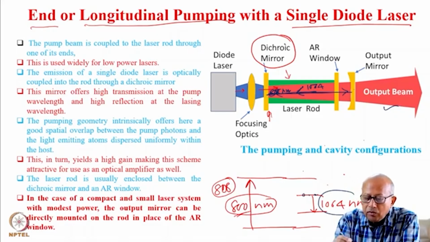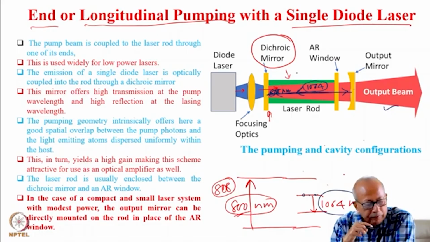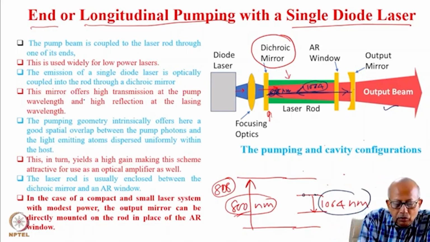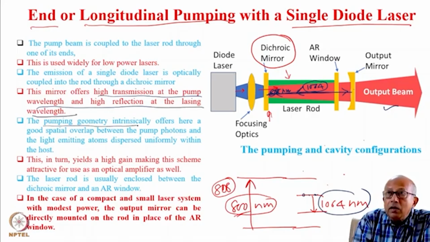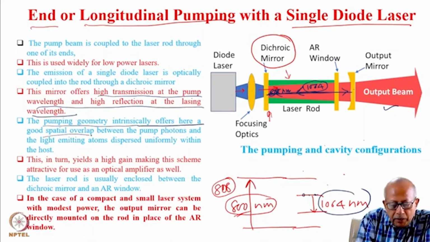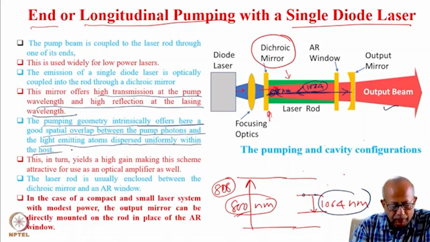So this special dichroic mirror transmits 808 nanometer but reflects almost 100% at 1064 nanometer. This is a special mirror. It offers high transmission at the pump wavelength and high reflection at the lasing wavelength. The pumping geometry intrinsically offers a good spatial overlap between the pump photons and the light emitting atoms dispersed uniformly within the host. This in turn yields a high gain, making this scheme attractive for use as an optical amplifier as well.